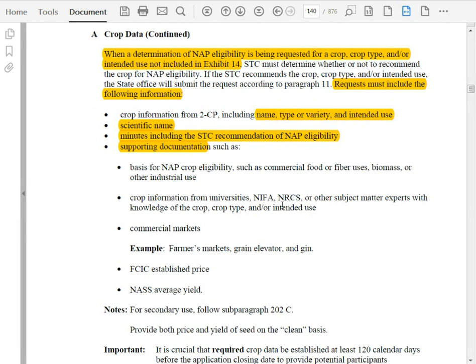If the state committee concurs and believes that that crop should be added, then they're going to need to make that recommendation down to Washington, D.C. And when they make the recommendation, they need to provide some additional information. For starters, they need to have the specific crop's name, type, variety, and intended use.